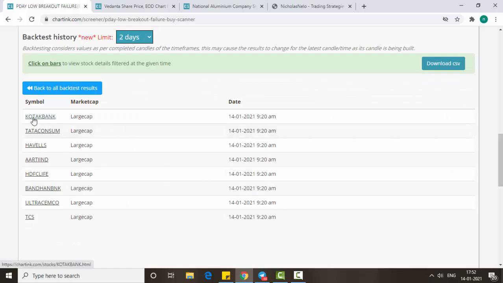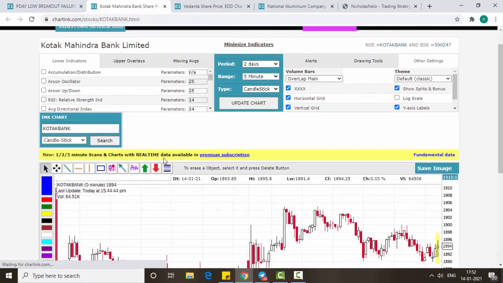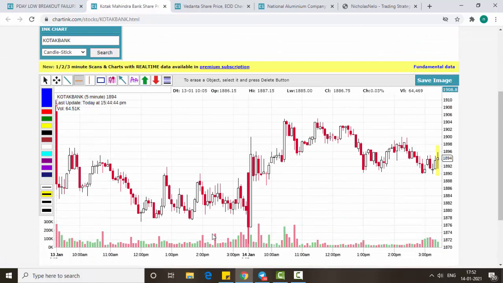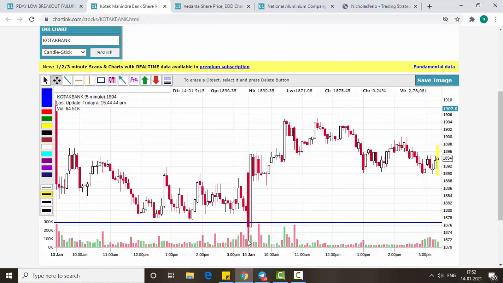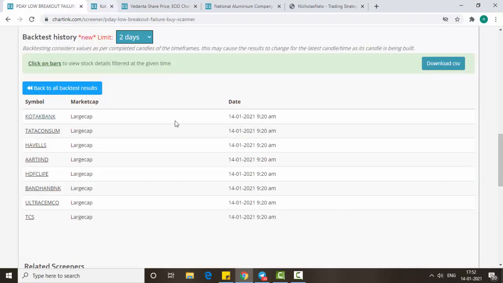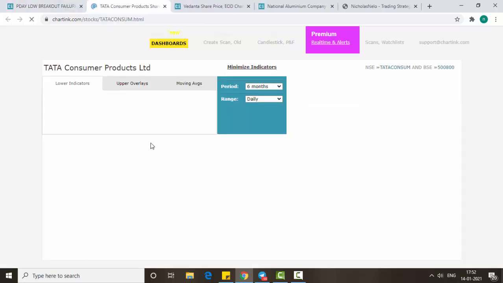Just have a look. So the first stock is Kotak Bank, and you can see this is the previous day low, and this is the low breakout and failure, and it's going up. Once you feel that the stop loss is too high, then leave it. Here the first candle breaks the low and the second candle goes up, but the candle is too large. You can place stop loss below this candle, but the risk is more, so you just leave it. Kotak Bank.